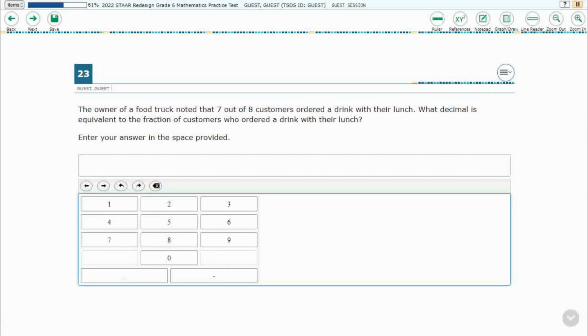Well, let's do 0.875. Now, I tried to put that 0 in there, but it's not letting me because it doesn't like it when you start with a 0. So you're just going to end up putting 875 after that decimal.